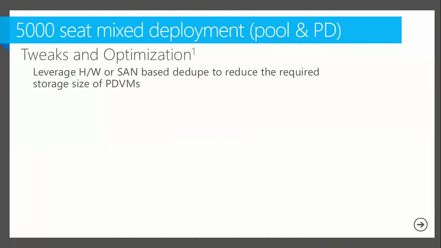As far as tweaks go for PDs, we don't have anything built in the box, but storage size being the biggest burden on the PDs, we recommend hardware or SAN-based deduping to reduce the storage requirements. Because all these VMs are identical, pretty much, you get tremendous value by deduping.